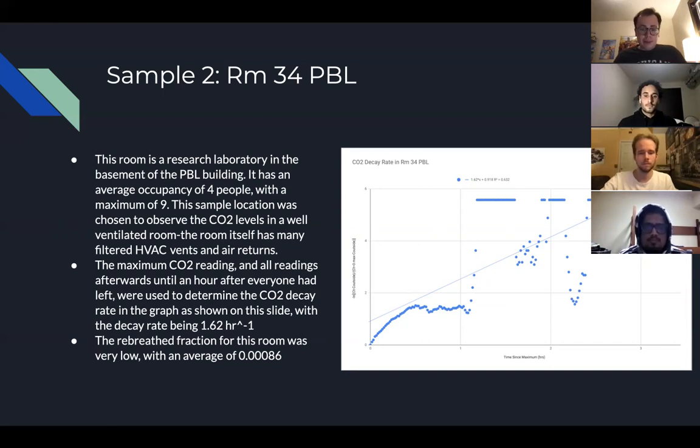And with that, we found the CO2 decay rate was 1.62 per hour, which is pretty great. And the rebreathe fraction was very, very low, at 0.00086.